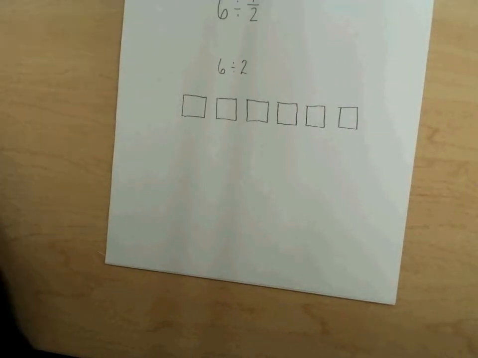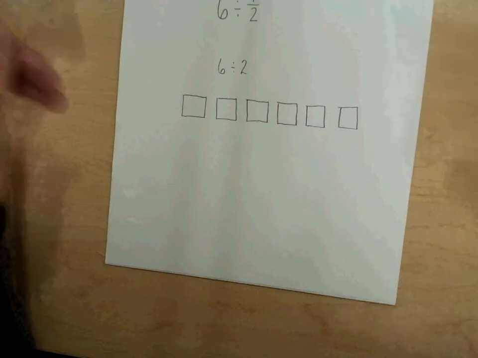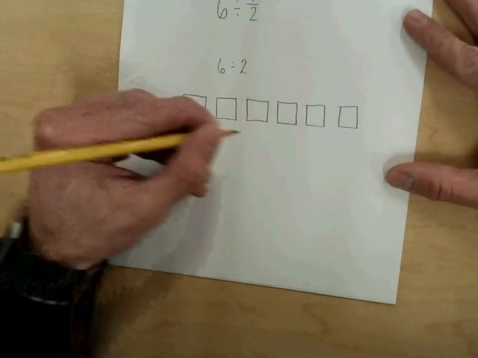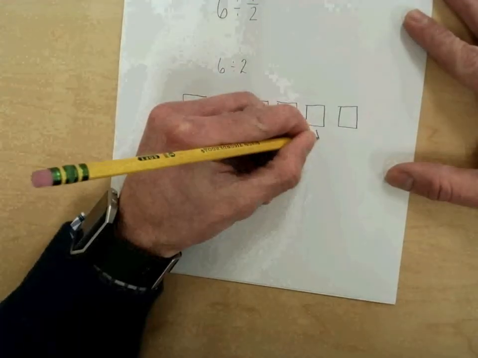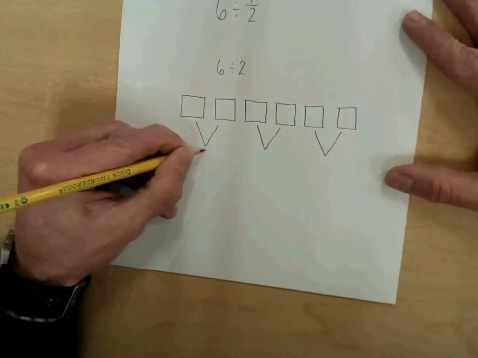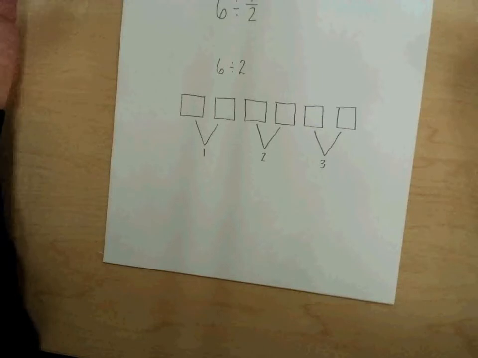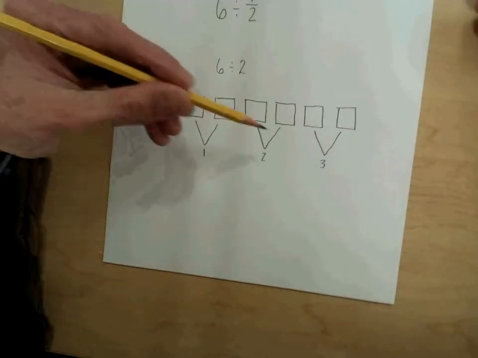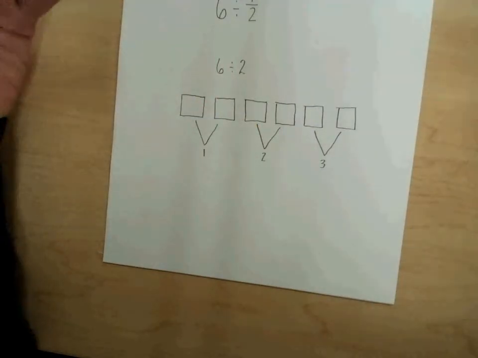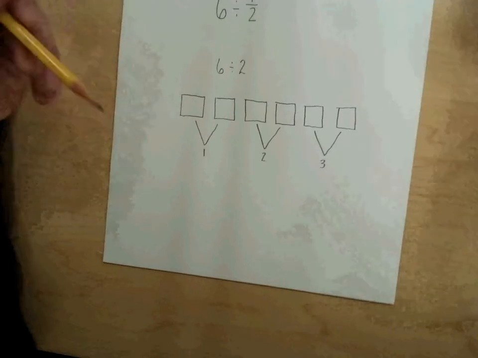Do we see how many 2's are in 6 in this drawing? So we can look right here. So we can go like this. How many 2's are in 6? 1, 2, 3. All right, so we can see that we have 3. Now let's look at 6 divided by 1/2.